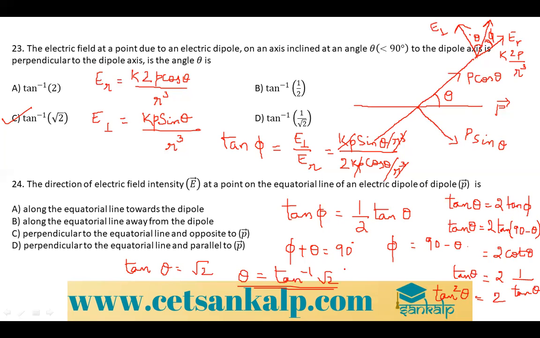So if we substitute that, tan of 90 minus theta is cot theta. So cot theta can be written as 1 by tan theta. So tan square theta is equal to 2. Tan theta is equal to root 2. So theta is equal to tan inverse of root 2. Clear? Right. So now the next problem.